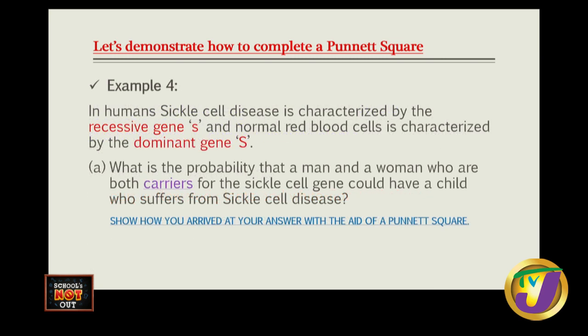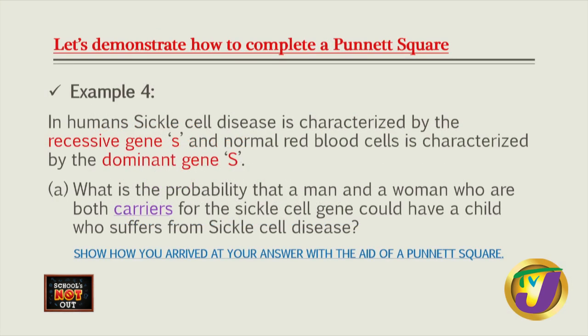Let's look at example number 4. In this case, we're looking at one that is pretty usual to us or to our society. We're looking at sickle cell disease. Now, sickle cell results from the recessive gene. So in order for someone to suffer from sickle cell, you must be homozygous recessive.